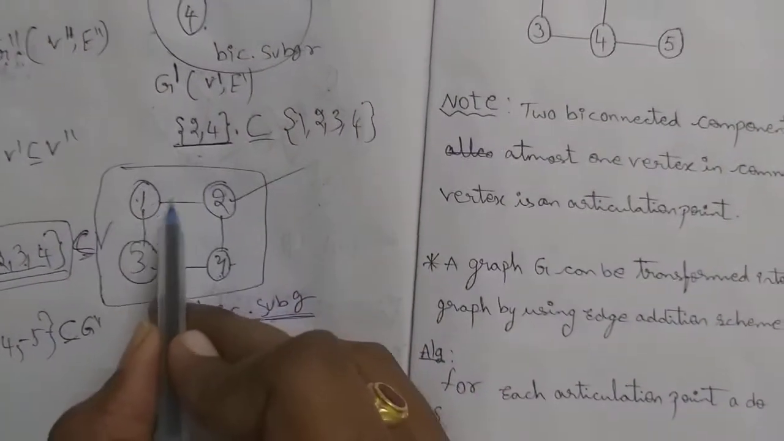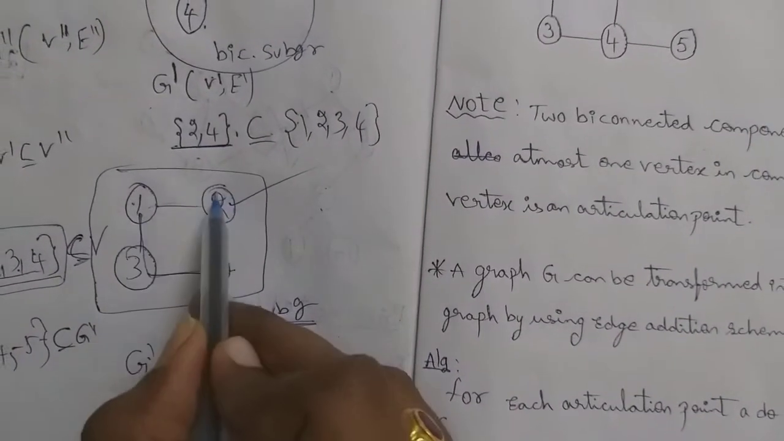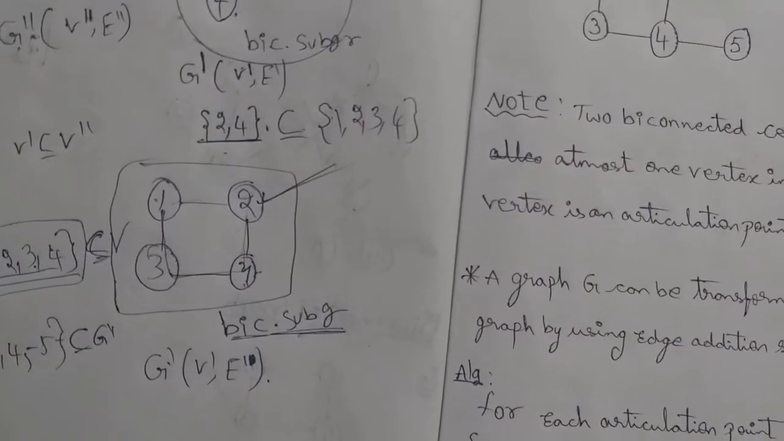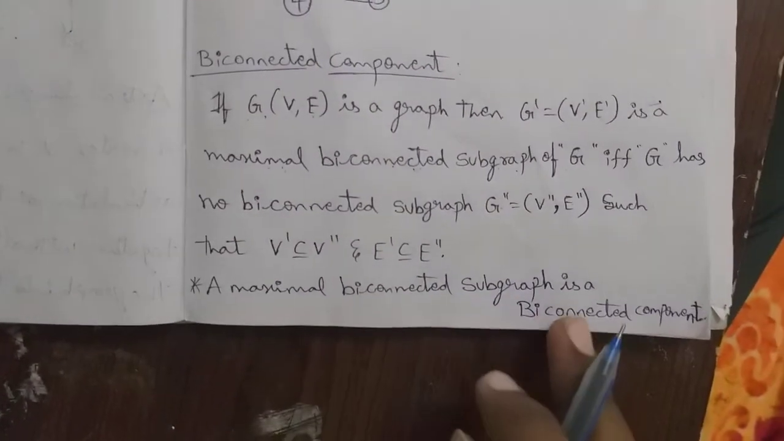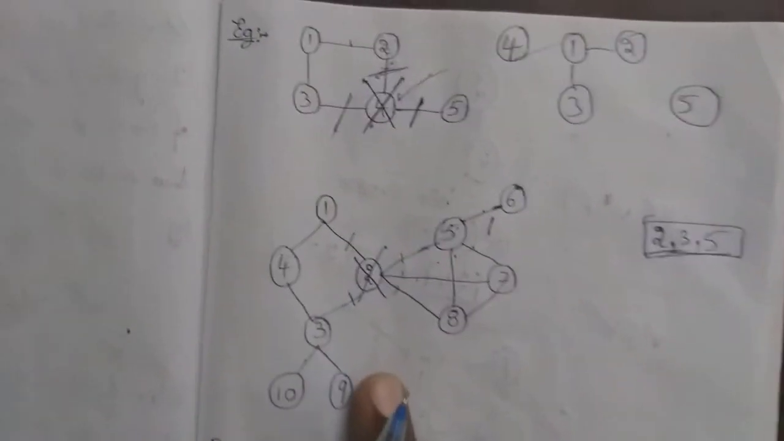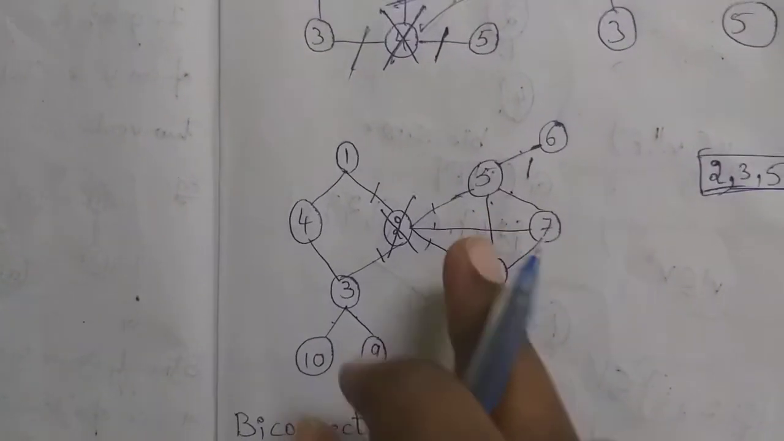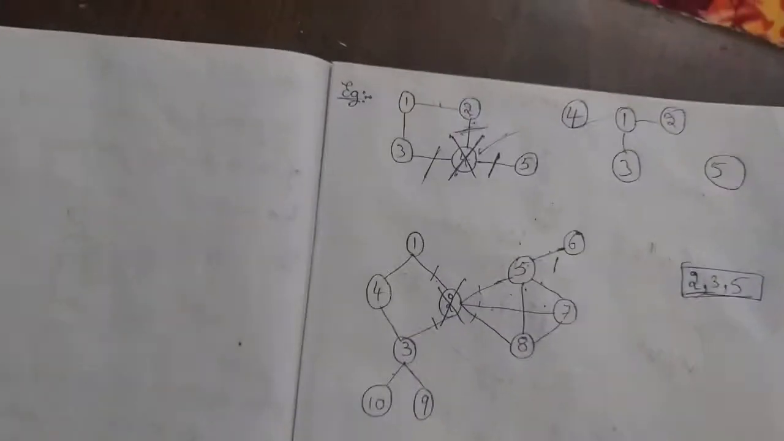And the maximal biconnected subgraph is called a biconnected component. The maximal biconnected subgraph is a biconnected component. You take the same example and try to find out the biconnected components of this graph. We'll try to see it.